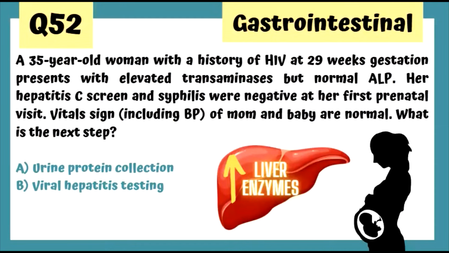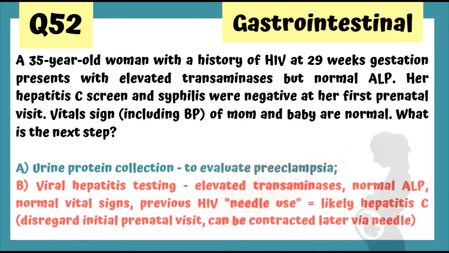Question 52. A 35-year-old woman with a history of HIV at 29 weeks gestation presents with elevated transaminases but normal ALP. Her hepatitis C screen and syphilis were negative at her first prenatal visit. Vital signs, including blood pressure of mom and baby, are normal. What is the next step? So here, even though she was negative at her first visit, she still may be positive for viral hepatitis, because she could have gotten it during the pregnancy, especially since she has a history of HIV. She uses needles a lot, so it's likely that she's contracted hepatitis C virus, and that's why she's had these elevated transaminases. Urine protein collection would be to evaluate for preeclampsia, but here she had normal blood pressure.